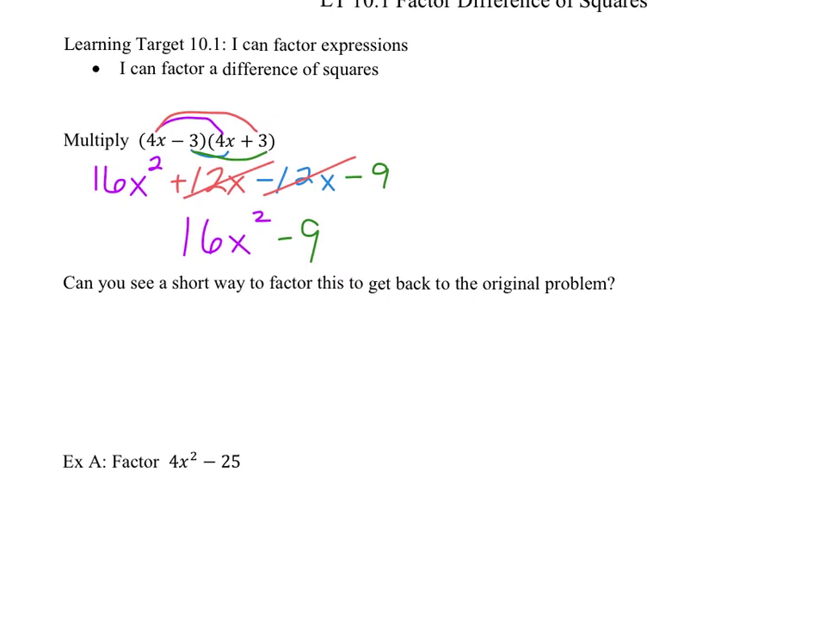Now what I want to think about is how we could go backwards from that to get our original problem. How could we go from our 16x squared minus 9 back to 4x minus 3 and 4x plus 3? So let's see, I'm going to write our problem over here again. I want you guys to think for a second: how can 16x squared connect to the 4x's? How can 16x squared create 4x? And how can negative 9, or just 9, create those 3's?